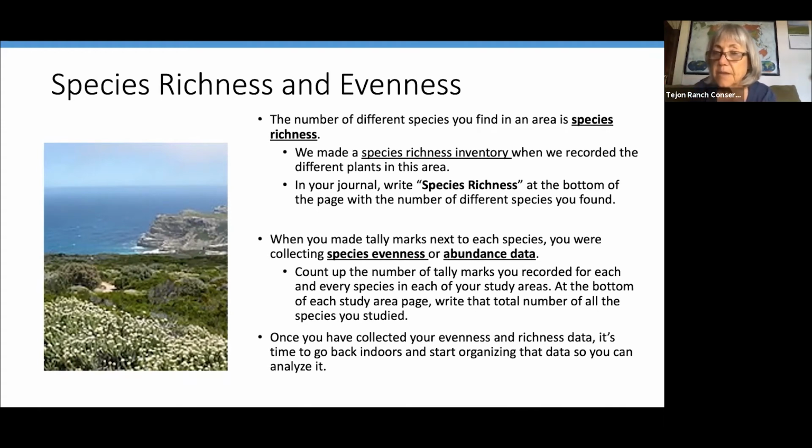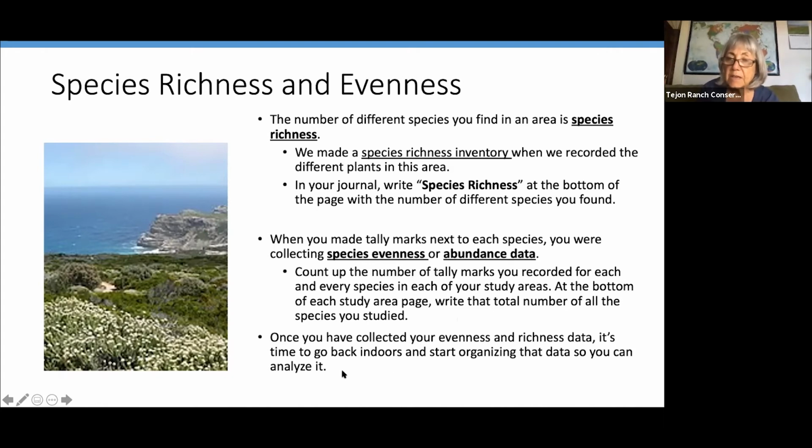and then write down the number of different species that you found. Now, species evenness, also called the abundance data, is how many of each of those species there are. And so you're going to count up the total number of tally marks that you recorded for all of the species in that area, the total number. And at the very bottom of your page, you're going to write that number down and call that abundance data.